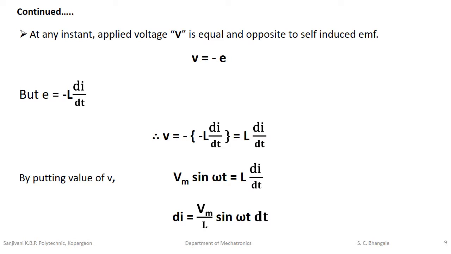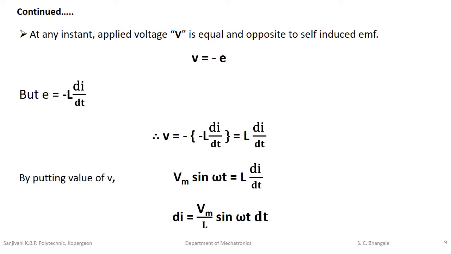But we know that the formula of e is e equals minus L di by dt. L is nothing but the inductor here. So if we put the value of small e in the above equation, we can rewrite the equation as V equals minus, bracket, minus L di by dt, bracket complete. If we simplify this equation, we can simply say that V equals L di by dt.